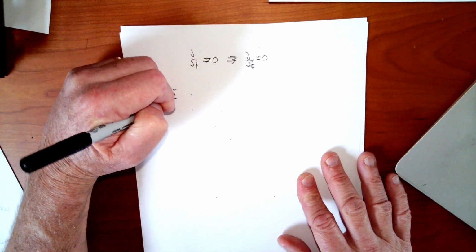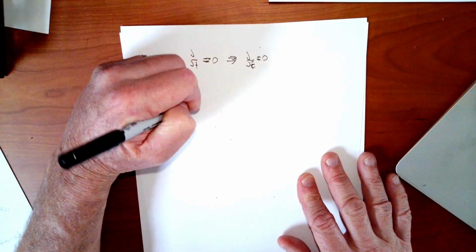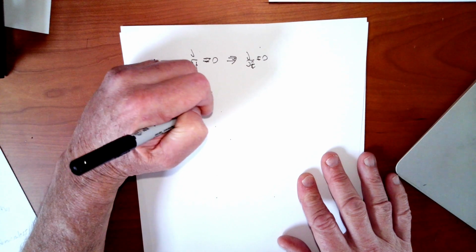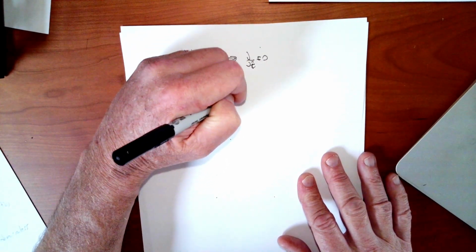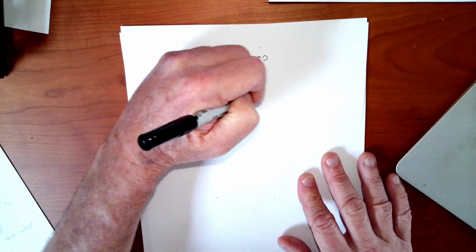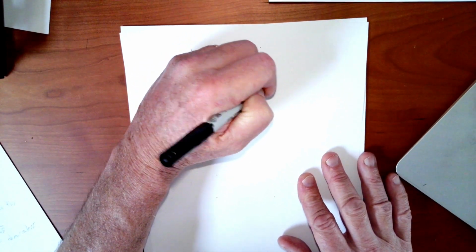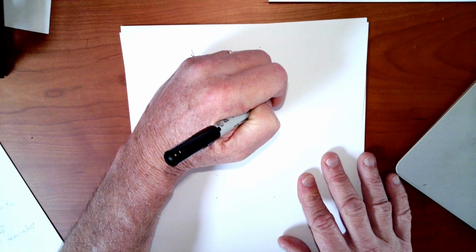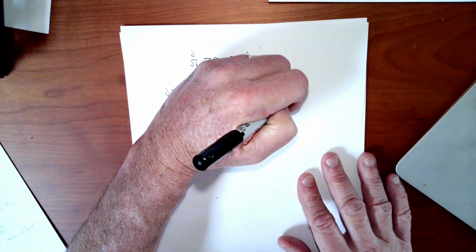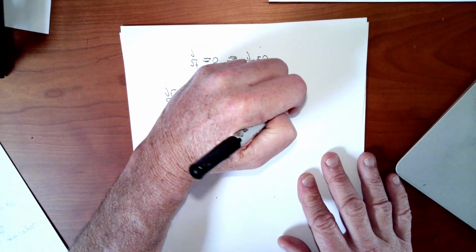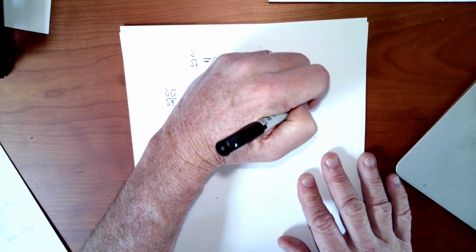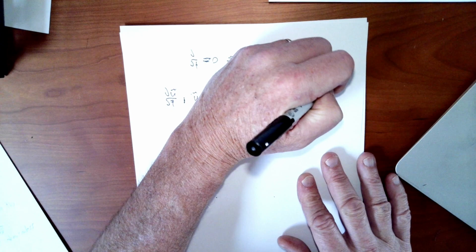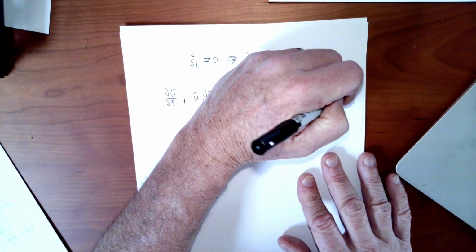So d by d tau tilde plus u tilde du tilde dx tilde plus v tilde du tilde dy tilde is equal to minus dp tilde dx tilde plus 1 over the Reynolds number based on h, our characteristic length scale we're going to choose as h, times d squared u tilde dx tilde squared plus d squared u tilde dy tilde squared.